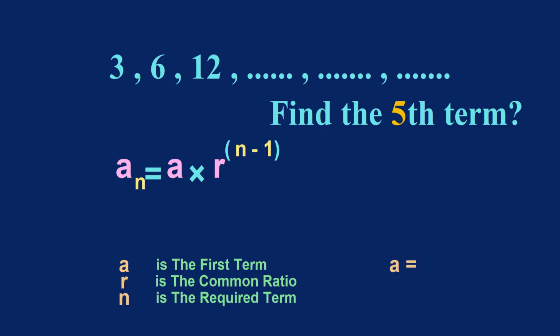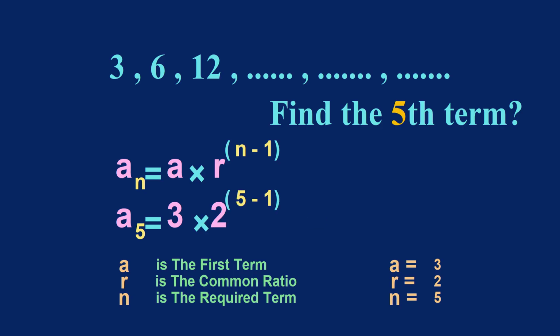In our problem, the first term a is equal to 3 and the common ratio r is equal to 2 and the required term n is equal to 5. Substituting a, r and n into the equation, we find that a_5 equals 3 times 2 to the power 5 minus 1, which equals 3 times 2 to the power 4, which equals 48. And this is the solution by using the formula method.